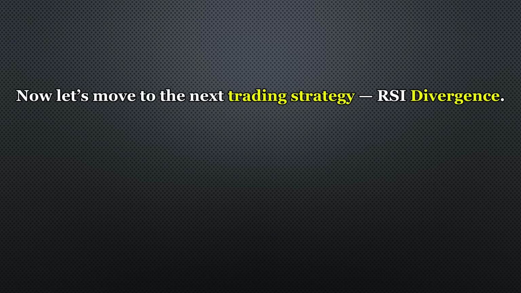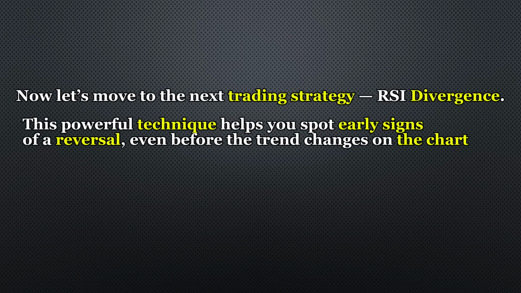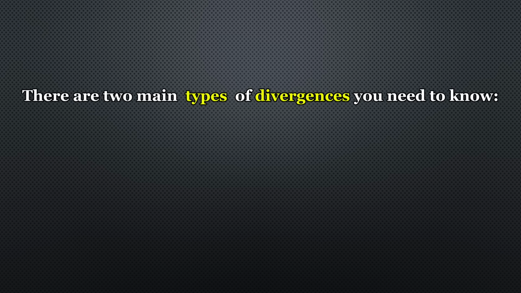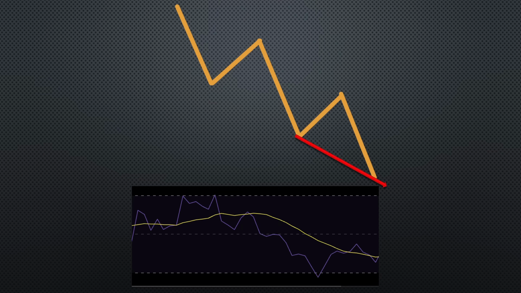Now let's move to the next trading strategy, RSI Divergence. This powerful technique helps you spot early signs of a reversal, even before the trend changes on the chart. There are two main types of divergences you need to know, bullish divergence and bearish divergence. Let's start with the first one.